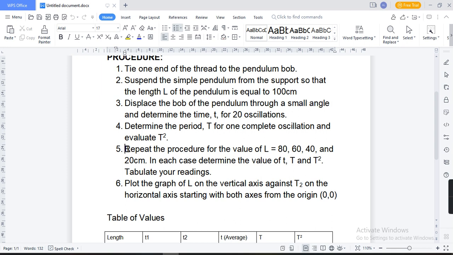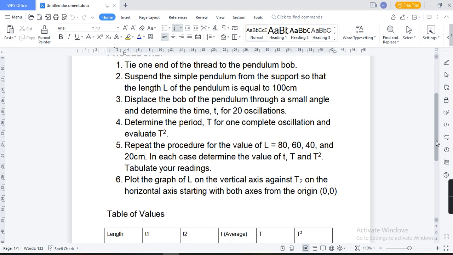We are going to repeat this experiment for the length of the rope to be 80, 60, 40, and then 20 centimeters, and each time we record t, capital T, and T squared. And of course there are other questions that follow it: precautions to be taken, finding the slope, plotting the graph, and every other thing that follows, as we normally have in physics.